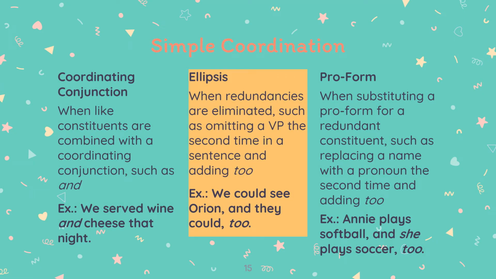The next kind of simple coordination is an ellipses, when redundancies are eliminated, such as omitting a verb phrase the second time in a sentence and adding the word to. Here's an example. We could see Orion, and they could too. So the verb phrase the second time is eliminated, and then the word to is added.